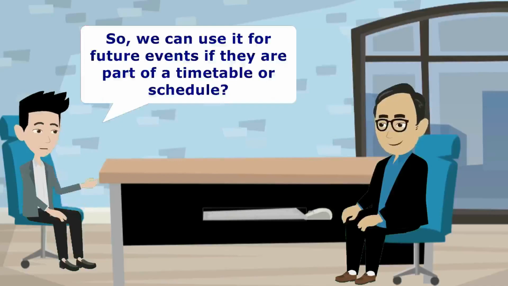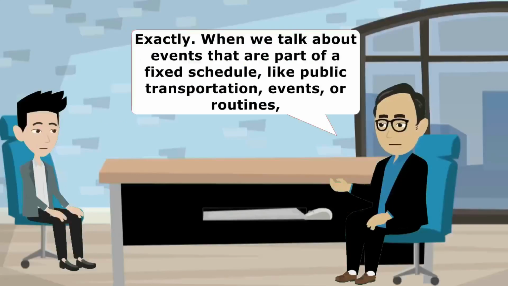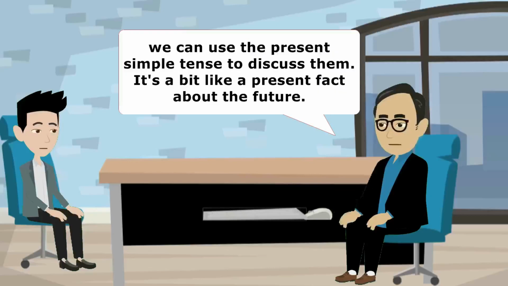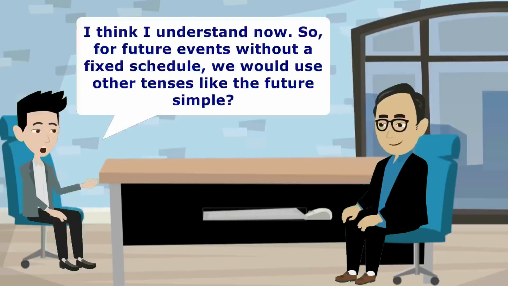So, we can use it for future events if they are part of a timetable or schedule? Exactly. When we talk about events that are part of a fixed schedule, like public transportation, events, or routines, we can use the present simple tense to discuss them. It's a bit like a present fact about the future. I think I understand now. So, for future events without a fixed schedule, we would use other tenses like the future simple?